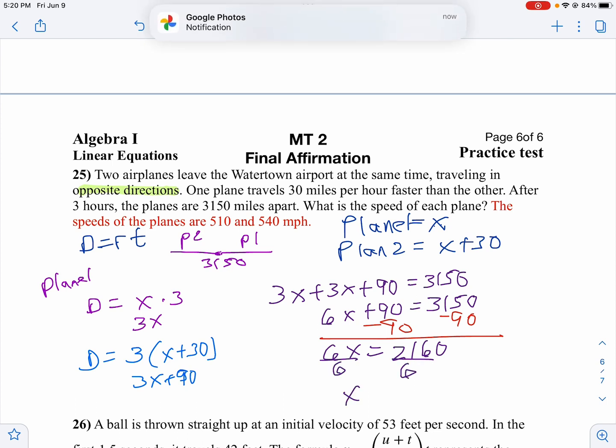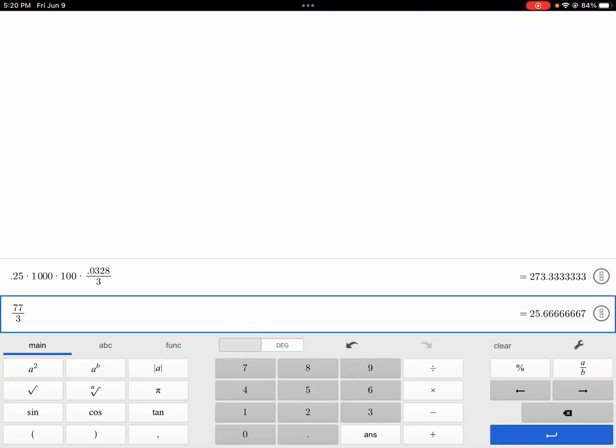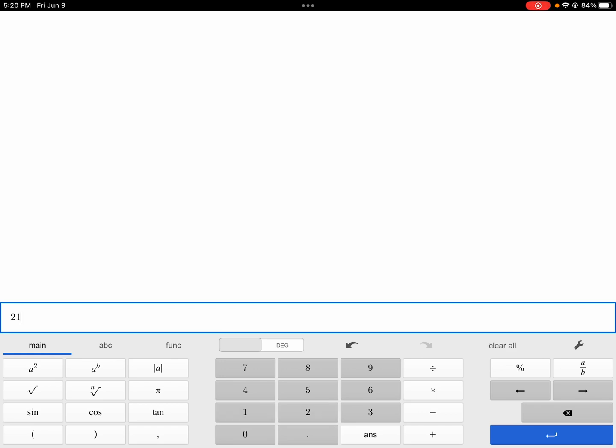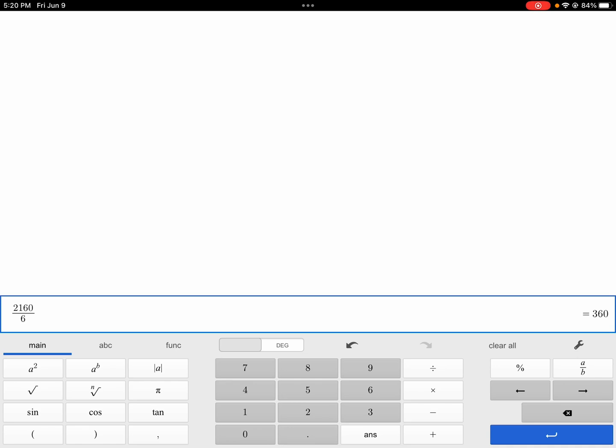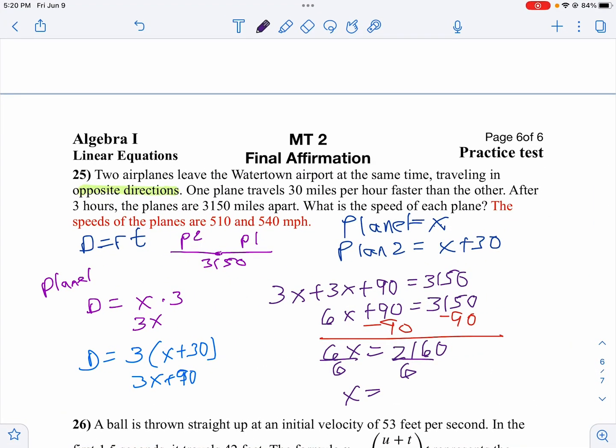I can't do that in my head, so we're going to take 2160 and divide it by 6. And we get 360 miles per hour. So the first plane is going at 360 miles per hour. The second plane is going at 390 miles per hour.